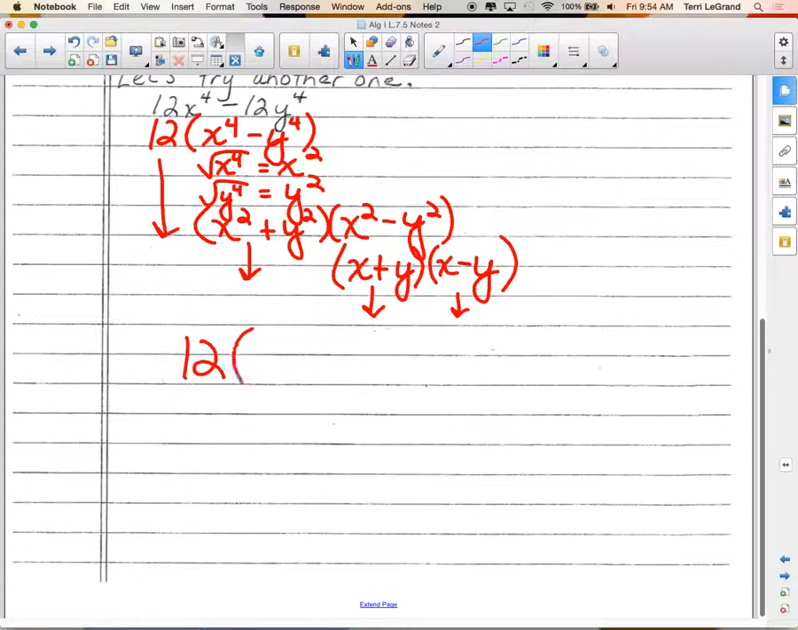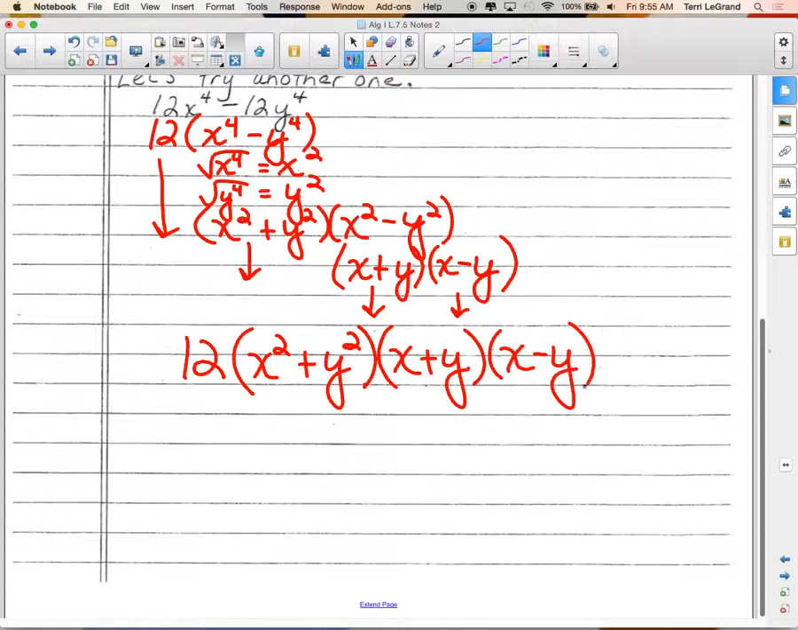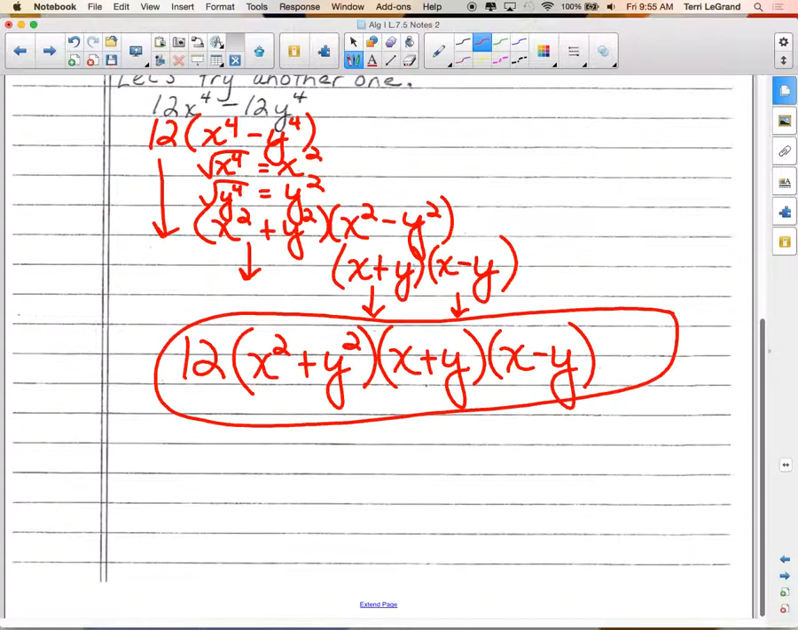We have a 12. We have an x squared plus y squared. We have an x plus y. And we have an x minus y. It has a 4-factored name, that little measly binomial we started with. But being able to factor like this is going to help us in the solving process when we have something bigger than a linear equation to solve. That's the only type we know how to solve right now.